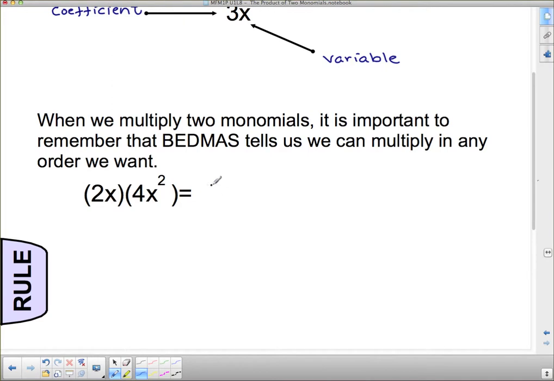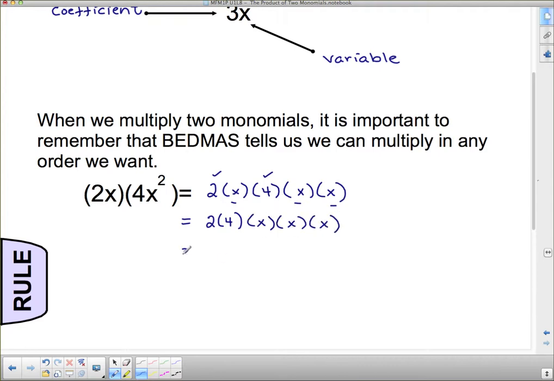I can multiply in any order I want. So what this actually means is 2 times x, it's all multiplying, times 4, and times an x, and times an x. I can multiply in any order I want, so I'm going to choose to multiply 2 and 4 because I know how to do that. That's pretty simple. So I'm going to multiply the 2 and the 4 together first, and then I have these 3 x's. So I'm going to multiply x times x times x. Now, 2 times 4 is easy. 2 times 4 is 8.